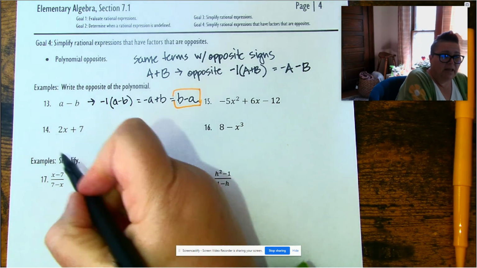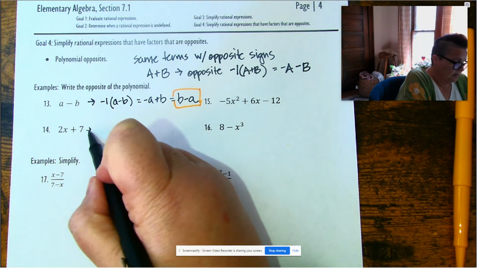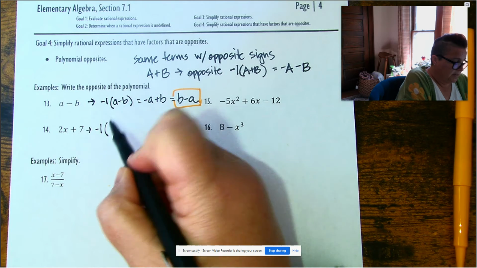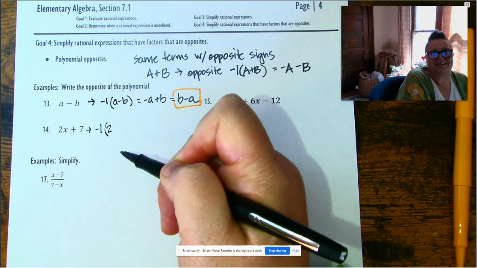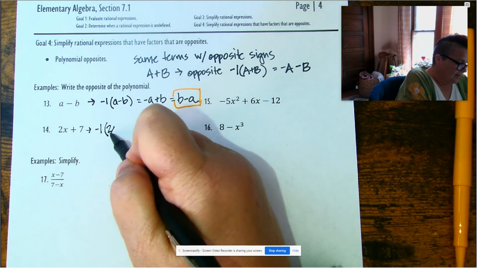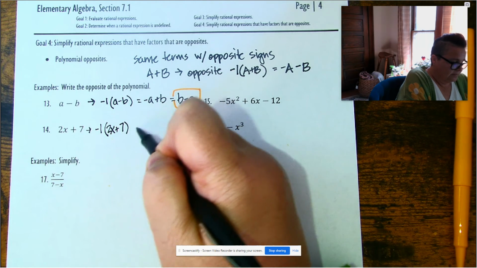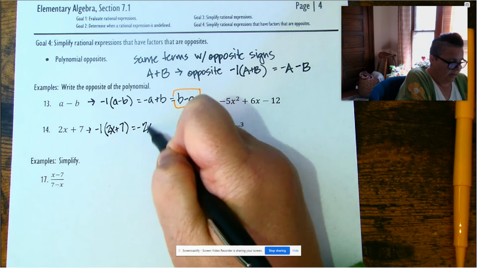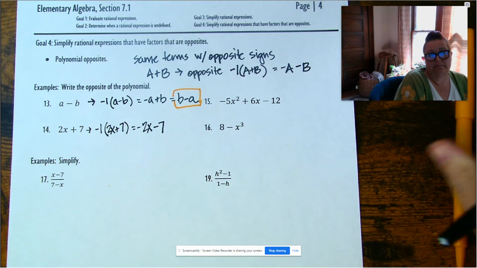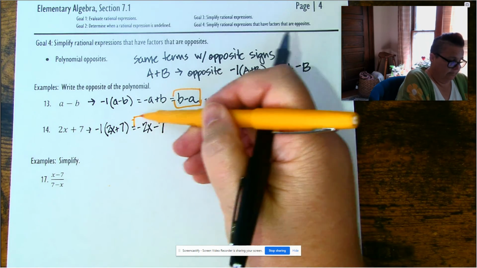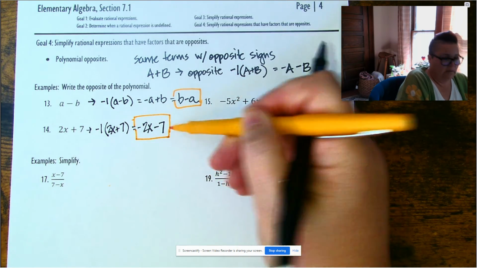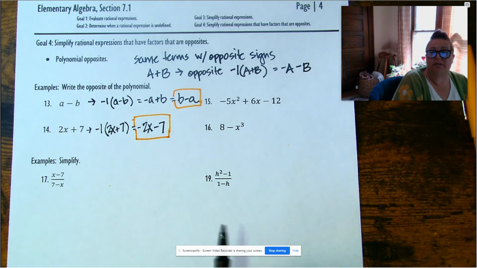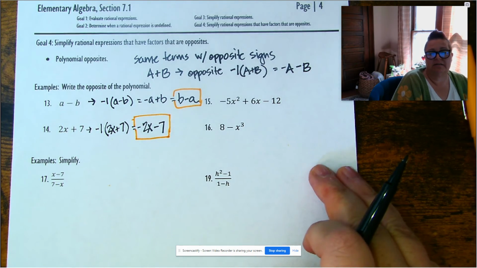Okay. If I had 2x plus 7, the opposite would be a negative 1 times the 2x plus 7, which would be a negative 2x minus 7. I don't have a positive to pull forward, so I would just leave that as it is.